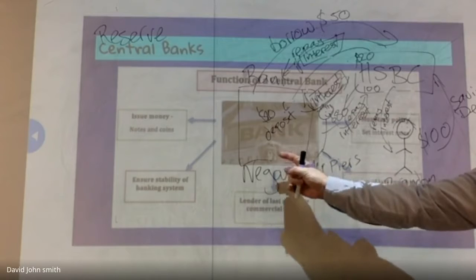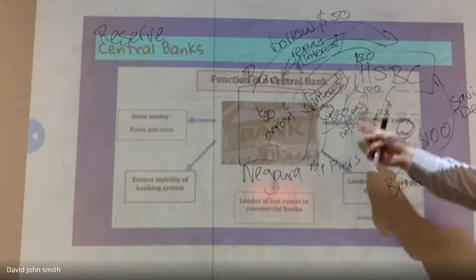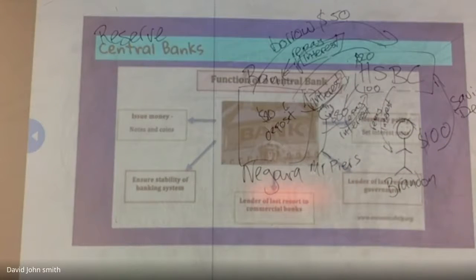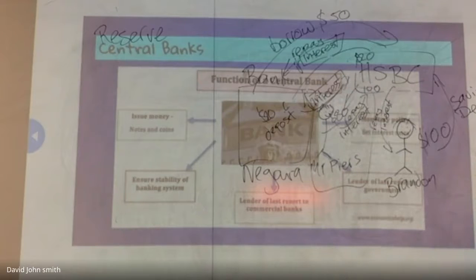So they have control over a huge amount of money in the economy. They can influence the level of interest rates. They can influence how much Mr. Piers gets to borrow. They can influence how much Brandon is likely to earn by saving his money. And by doing so, this bank, the central bank, can affect the entire economy.